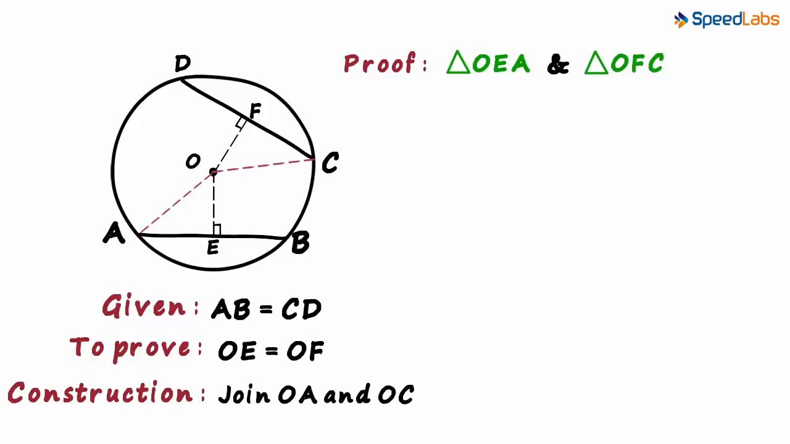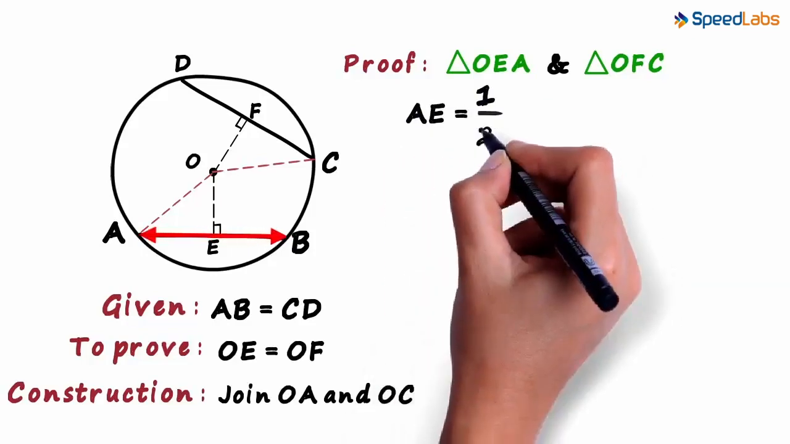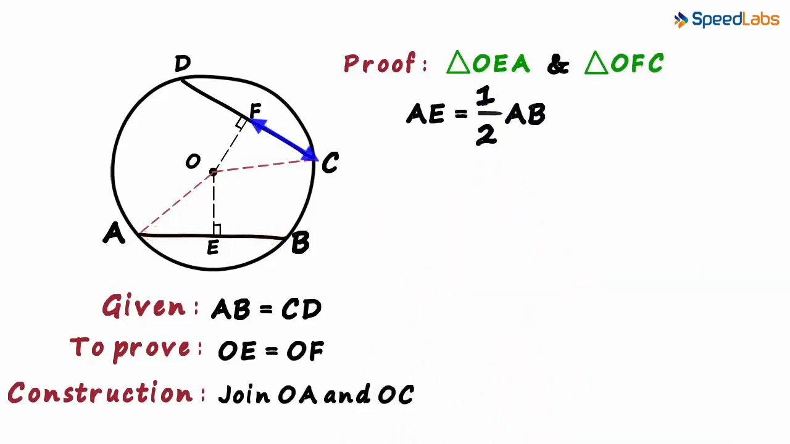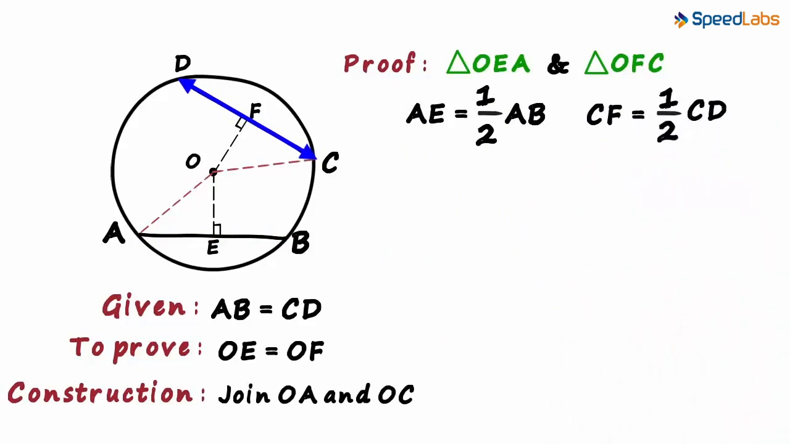To prove them equal, we need to know an important theorem which says that a perpendicular from the center of the circle to a chord bisects the chord. It means AE will be equal to EB, and it can be differently written as AE will equal half AB. And similarly, CF will equal half CD. This was a very important step in this proof. Without this theorem, you wouldn't have been able to prove the two triangles congruent.